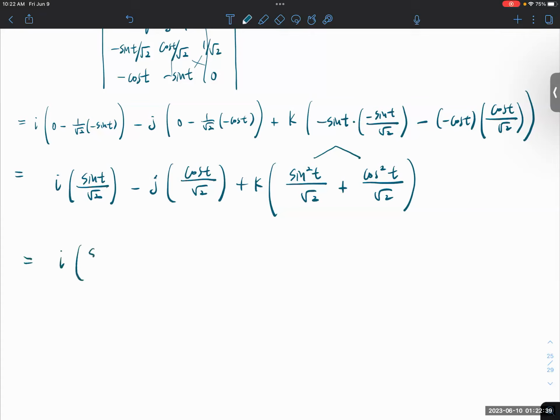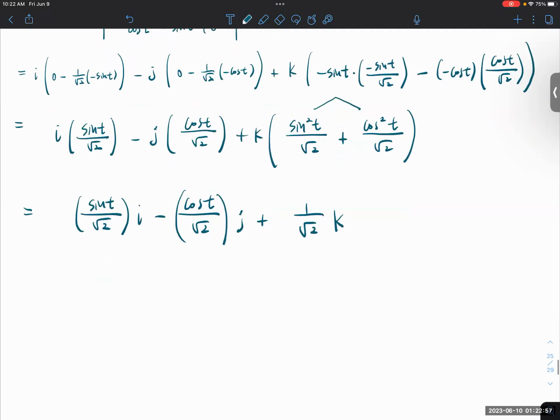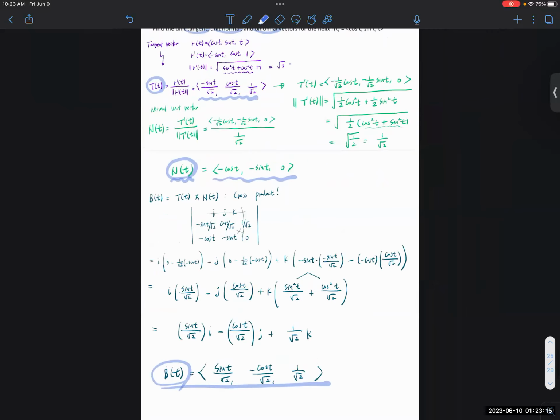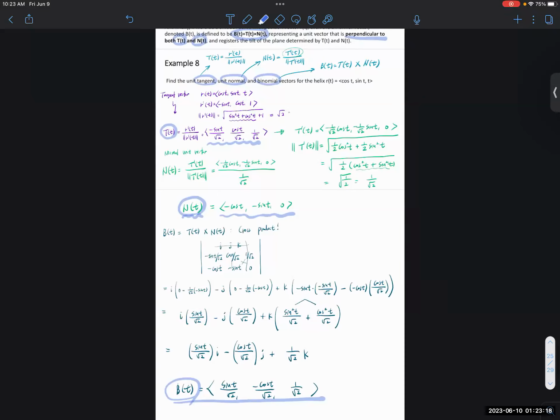So I sine t over radical 2, and minus, I can change that order, minus cosine t over radical 2 j. And then this is 1 over radical 2 k. So now your binormal vector: sine t over radical 2, minus cosine t over radical 2, 1 over radical 2. That's the binormal vector. So we have all three pieces of information. We found the tangent unit vector, the normal unit vector, and we know they're perpendicular to each other.